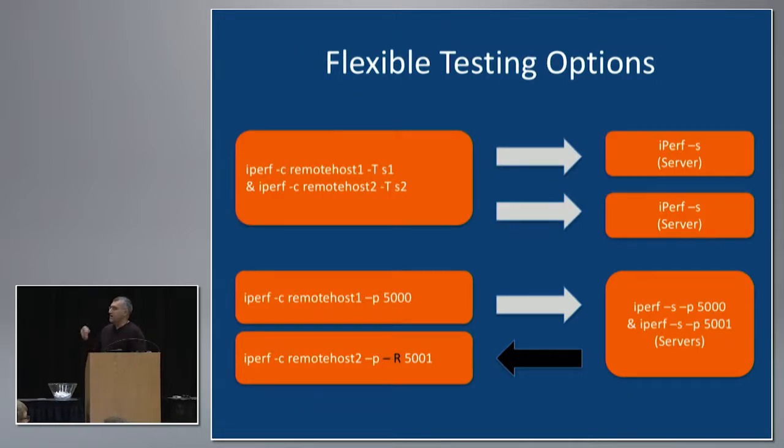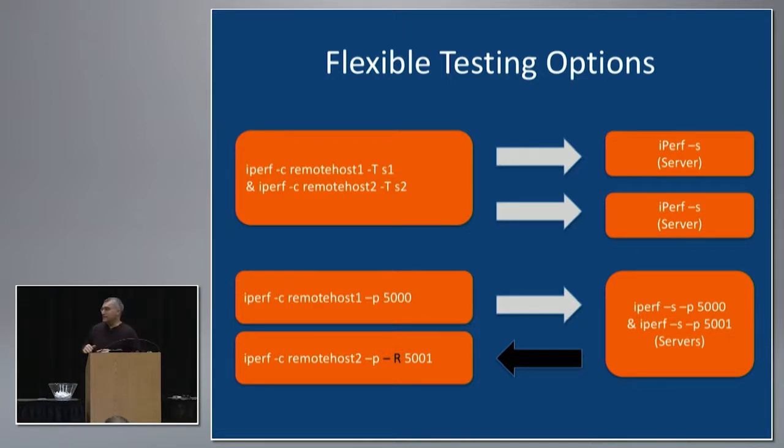Some other flexible testing options. This is something that's probably more useful for us wireless engineers. One is that you're sitting at a single console, a single client machine, and you want to run a test to multiple servers. In that case, you can run iPerf -c and then use the and command, then run another iPerf -c, and a single client will send a test stream to multiple servers on the other side.